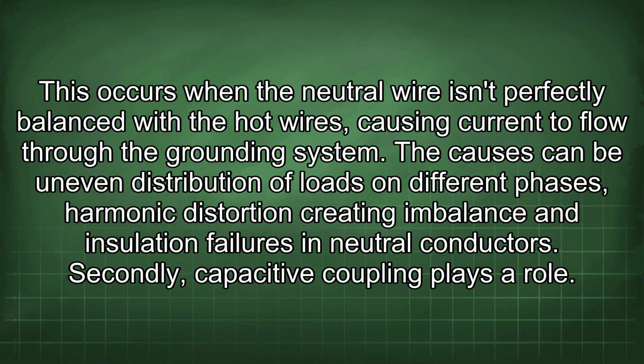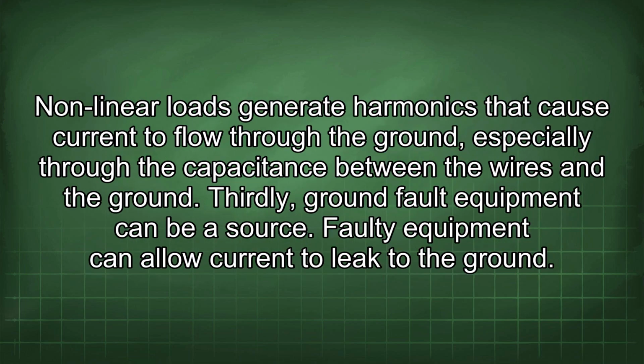neutral conductors. Secondly, capacitive coupling plays a role. Nonlinear loads generate harmonics that cause current to flow through the ground, especially through the capacitance between the wires and the ground. Thirdly, ground fault equipment can be a source. Faulty equipment can allow current to leak to the ground.